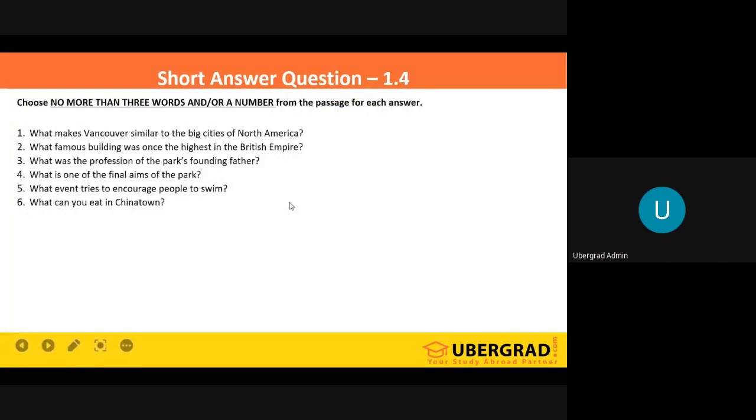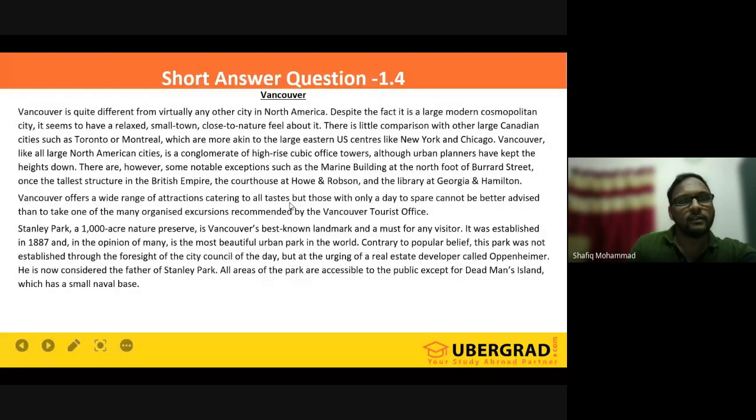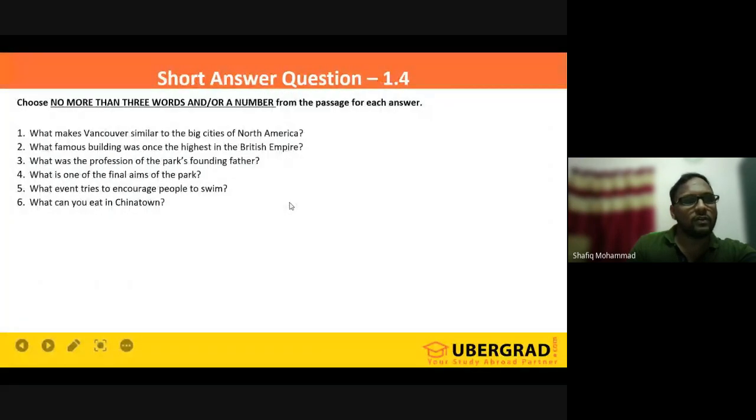1.4, yeah. So the sixth answer, what can you eat in Chinatown? No, I'm sorry. So it should be 1.4 in Vancouver. What can you eat in Chinatown is dim sum, and yes, office towers, right? That was the first one. Vancouver, similar to the big cities of North America, is the cubic office towers. That would be the right answer for it.